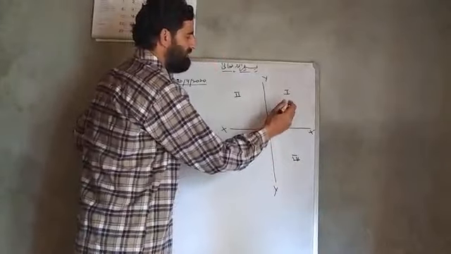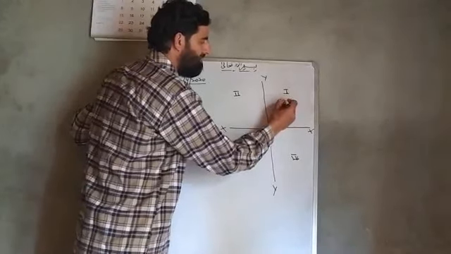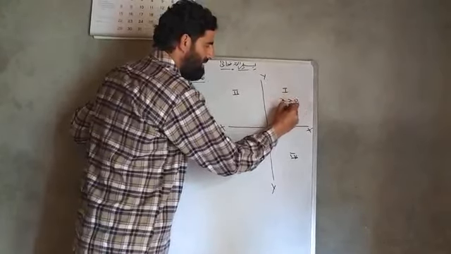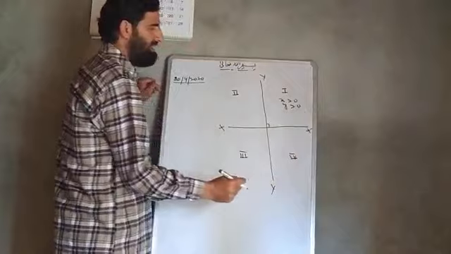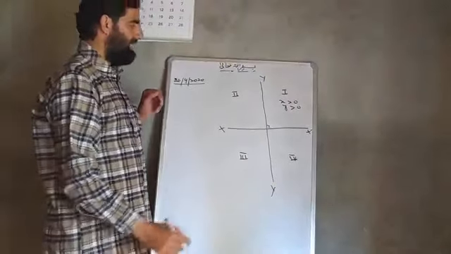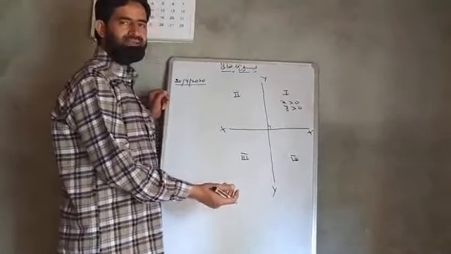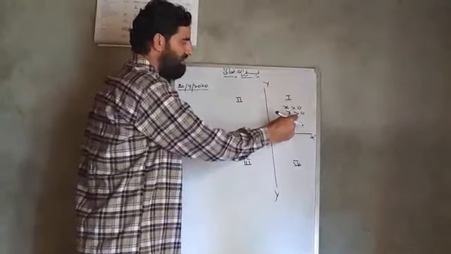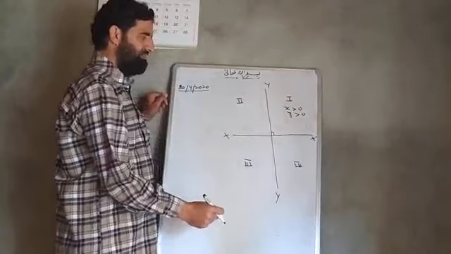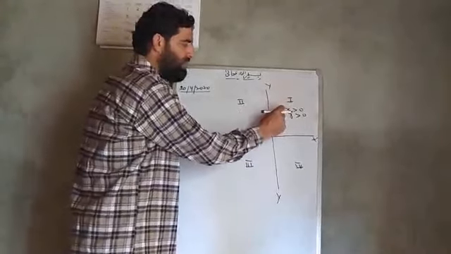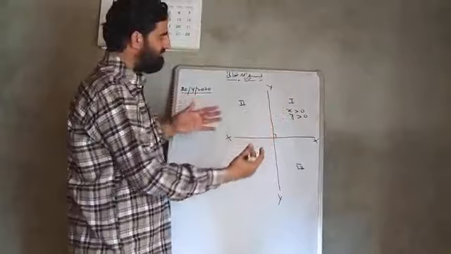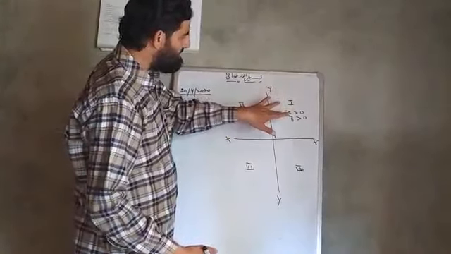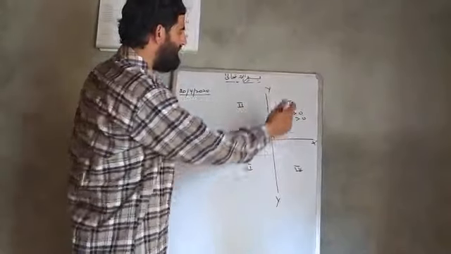In the first quadrant, both the x coordinate and the y coordinate are greater than 0. That is, x is greater than 0 and y is greater than 0. The x coordinate is also called abscissa, and the y coordinate we call ordinate. In the first quadrant, both are positive. Positive means that they are greater than 0.